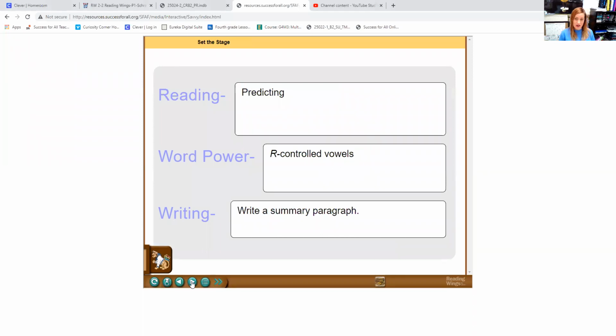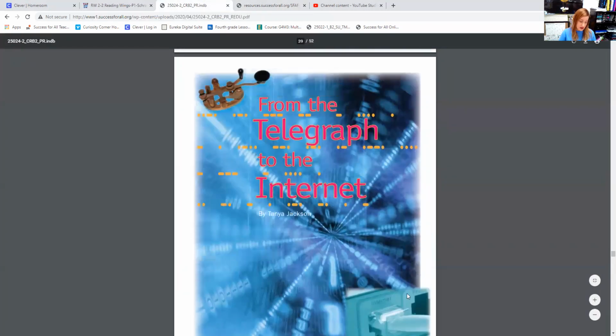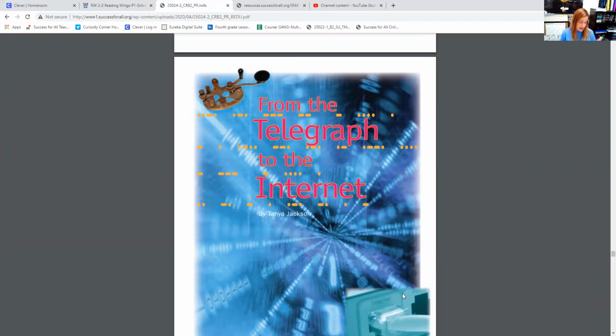Okay, we are going to be predicting in our reading still. Our word power is R controlled vowels, and we're going to be writing a summary paragraph. In this cycle, we're going to read From the Telegraph to the Internet by Tanya Jackson. Before we read parts of the text, we will predict what we think we will read about and learn. Good readers make predictions to help them have a purpose for reading and better understand the subject of a text.